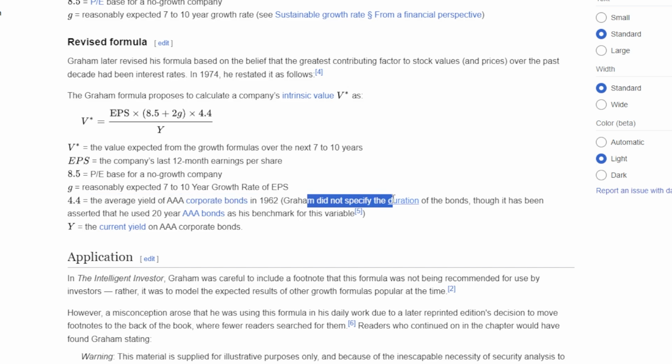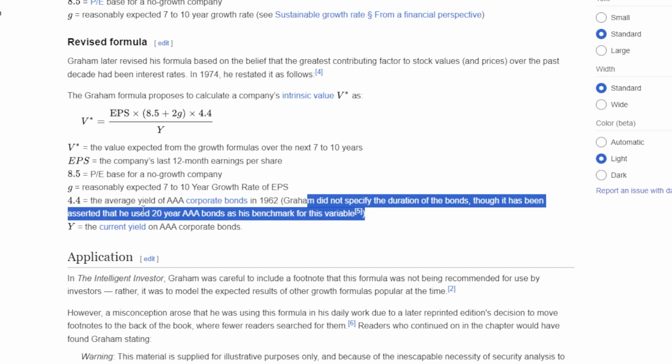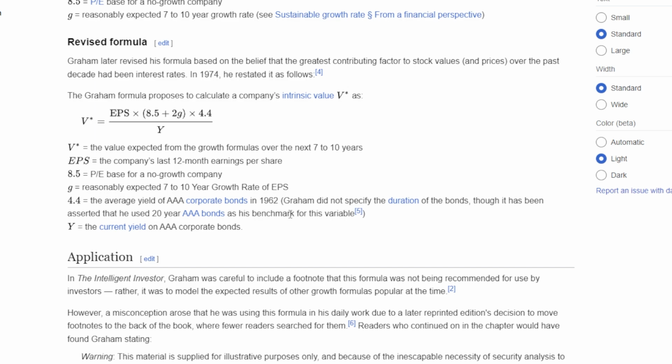We have not specified the duration of the bonds, though it's been asserted to use 20-year AAA bonds as a benchmark for the variable. And you're going to see people use AAA, AA, but again, this is more or less just a way to sort of evaluate a stock, evaluate a company. It doesn't need to be exact. Now the Y in the formula is going to be the current yield on AAA corporate bonds.